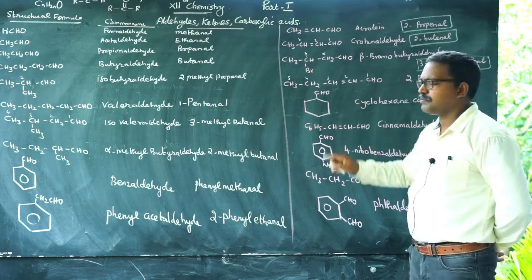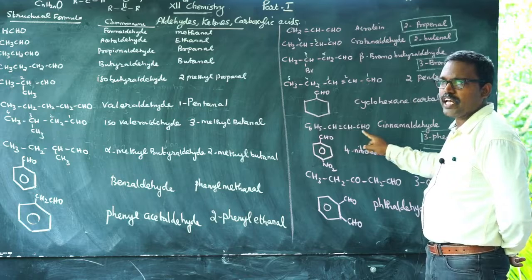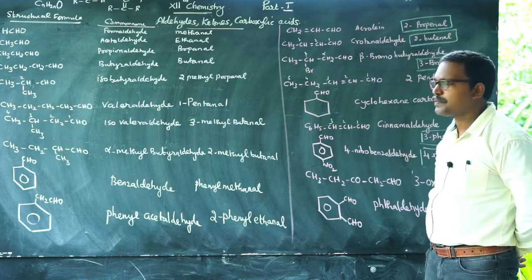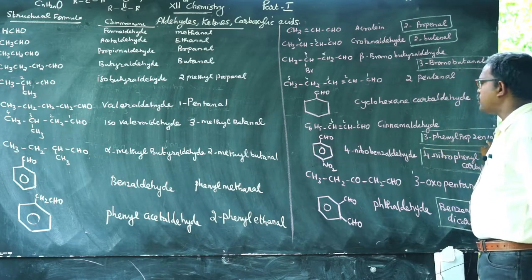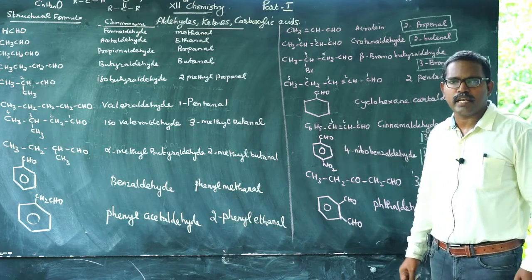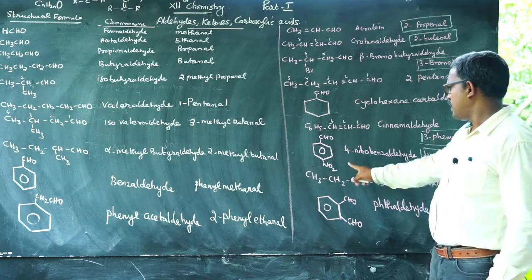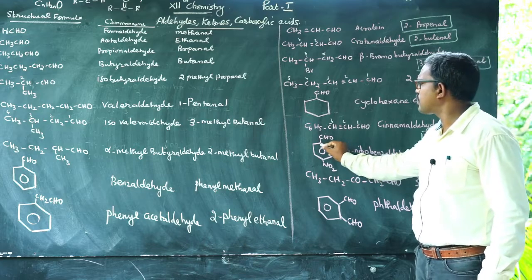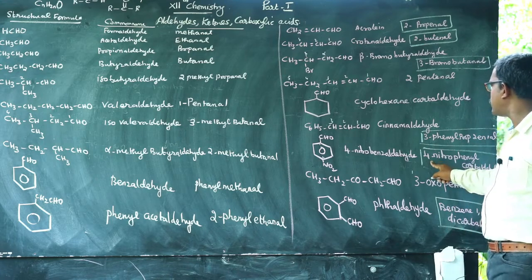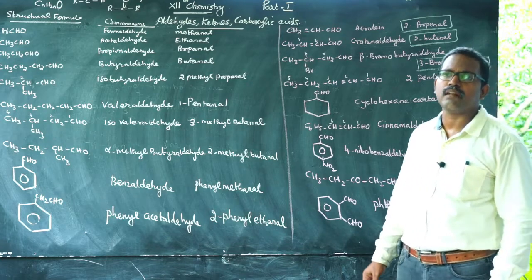Cyclohexane carbaldehyde. This compound is called cyclohexane carbaldehyde. Cinnamaldehyde, a phenyl group is present, therefore 3-phenyl, on the third carbon a phenyl group is present. Between carbon number 2 and 3 a double bond is present, therefore 3-phenylprop-2-enal. This is 4-nitrobenzaldehyde. The IUPAC name of the compound is 4-nitrophenyl carbaldehyde.